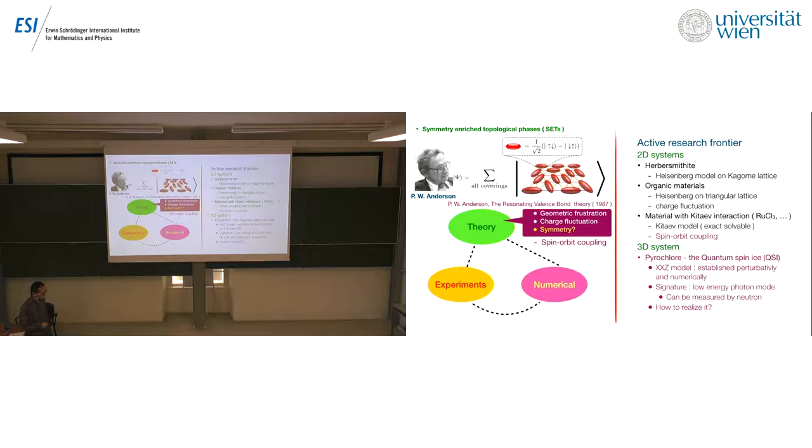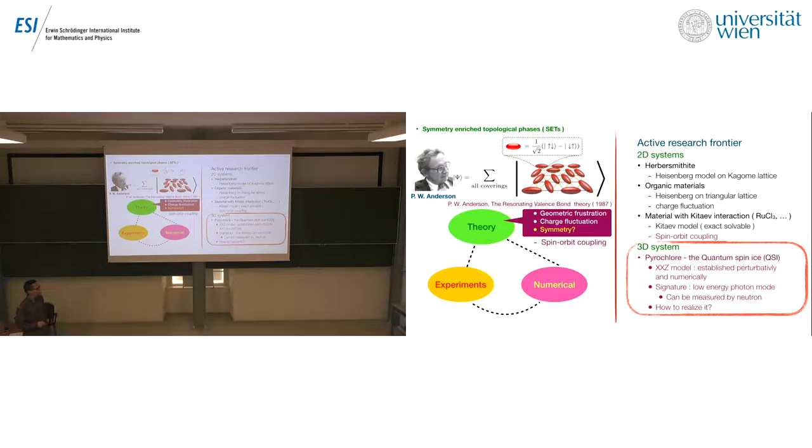And there, in addition to the spin exchange, they have very strong charge fluctuation, because those interesting phases can also appear near some Mott transition. In addition, there are also some other very popular materials, like a Kitaev type model, like ruthenium chloride. And today, I'm going to mostly talk about a three-dimensional system, which is a pyrochlore lattice, where people propose that you can realize a very interesting state called quantum spin ice.